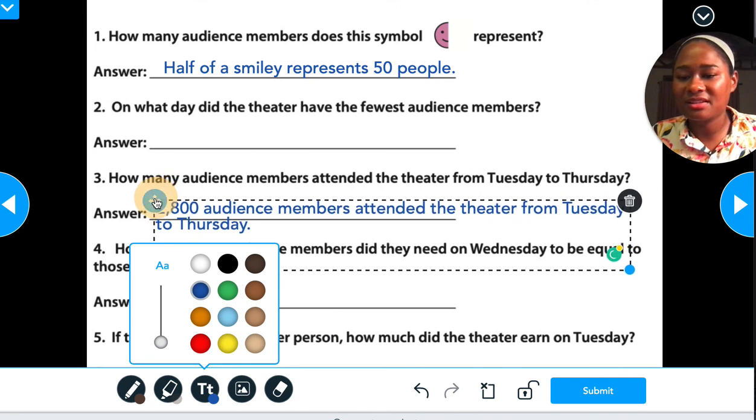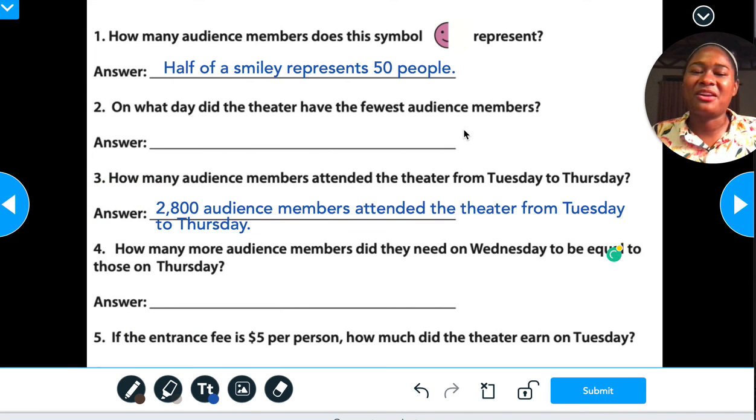All right. So we practice skip counting by 100, and you can certainly do that when answering questions like this. But this is just a quick overview of using the pictograph to answer questions.